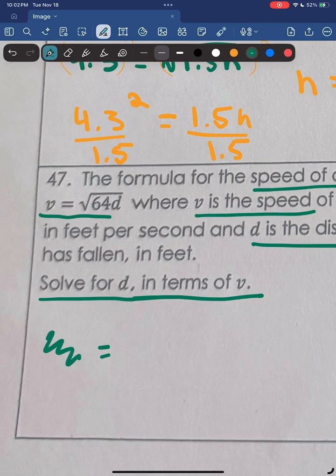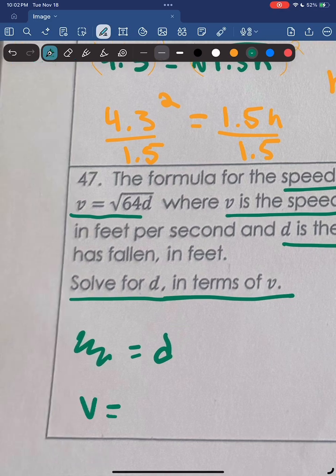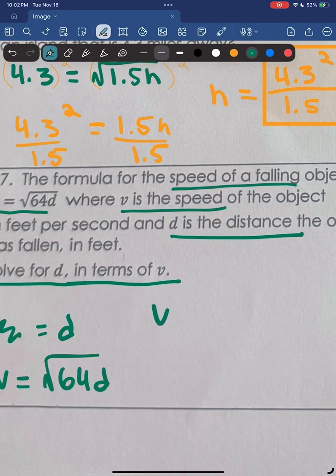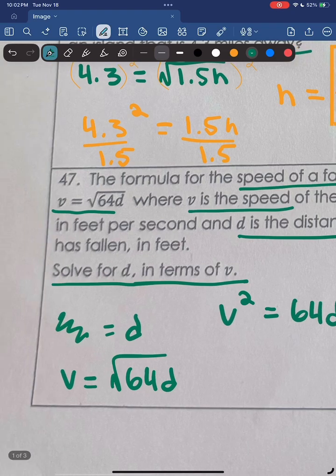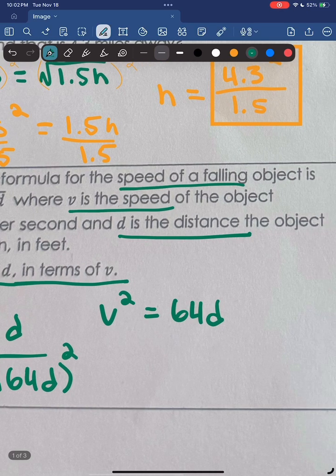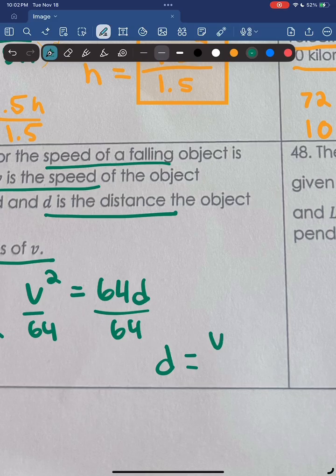So we want everything else to be equal to d. Currently we're given that v is equal to the square root of 64d. So how do we isolate this? We square v, right? So v squared is equal to 64d, because if we go back, we square both sides. It's the same thing. So now we have v squared is equal to 64d. And now we're solving for d, so we're going to divide each side by 64. And we have d is equal to v squared over 64.